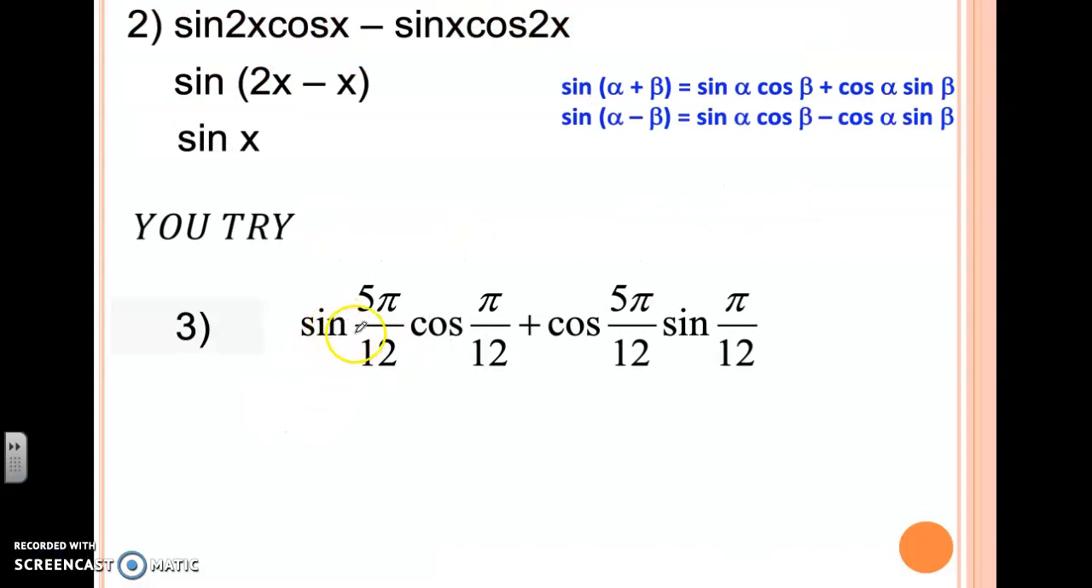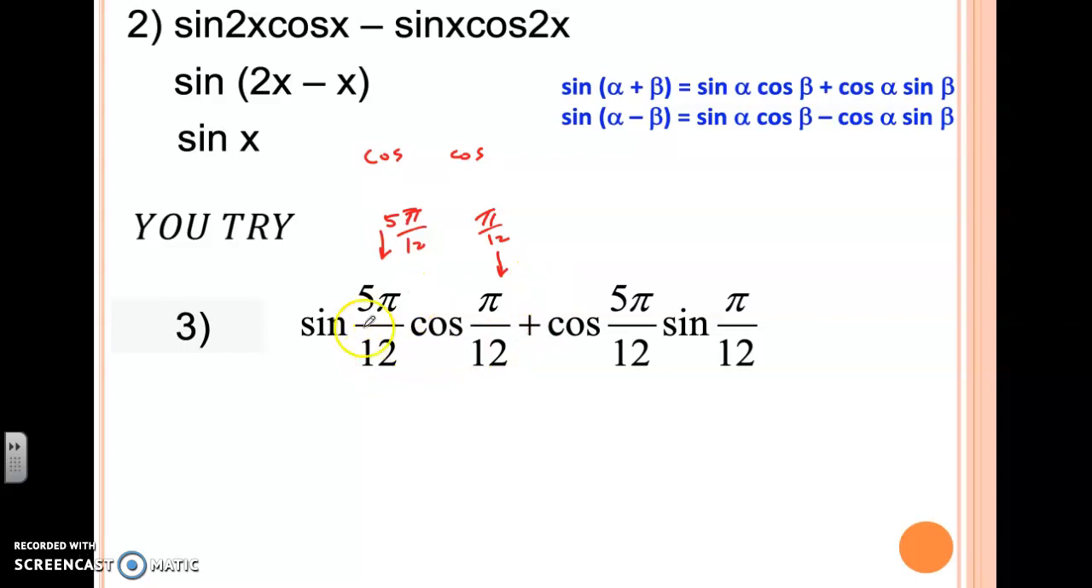Now let's try number 3. I have sine of 5 pi over 12 times cosine of pi over 12, plus cosine of 5 pi over 12 times sine of pi over 12. My first angle is 5 pi over 12. I can identify the two angles. My second angle is pi over 12. Now I have sine, cosine. Remember, my cosine identity is cosine, cosine. Here I have sine, cosine. That means this belongs to a sum or a difference of sines.